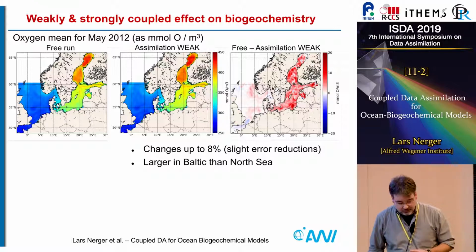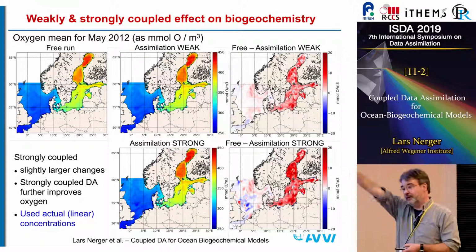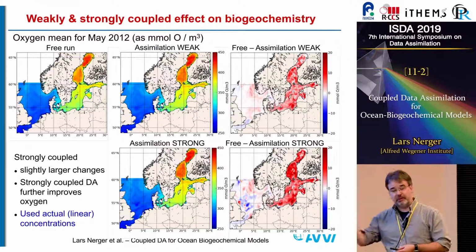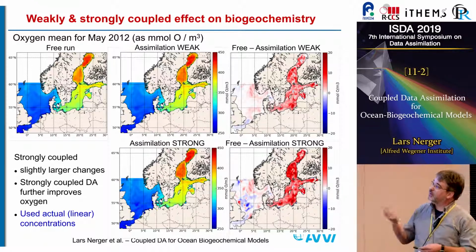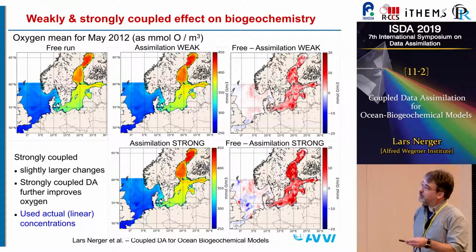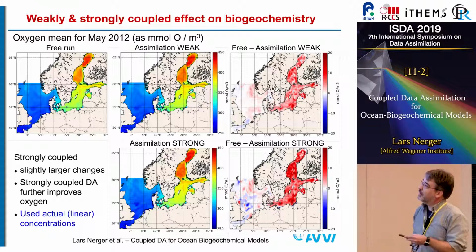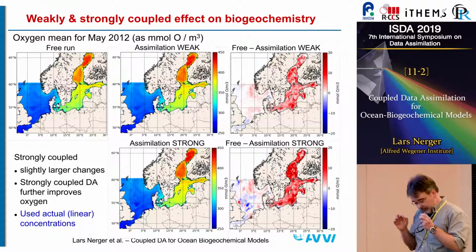Then we come to strongly coupled assimilation. Strongly coupled assimilation now means we use a cross correlation between SST and the biogeochemistry. In this case, we look at the oxygen again. The effect is stronger, but it's going in the same direction. I found it a bit surprising that it is like this. The effect is overall stronger. Also, we see more effect in the North Sea.